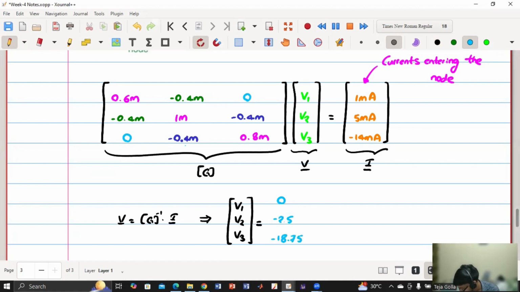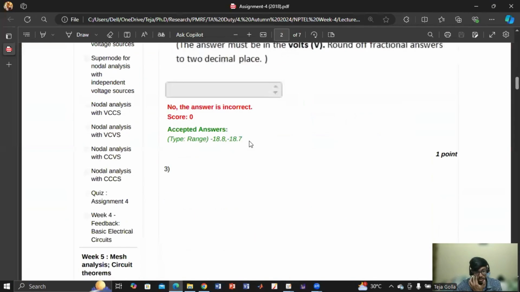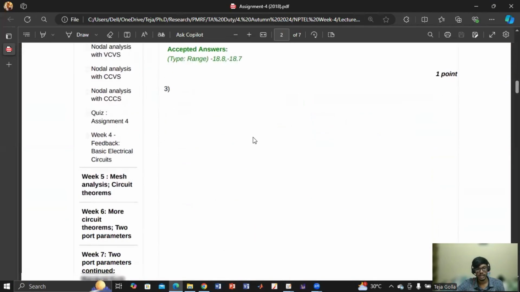So basically they're asking what is the value of V3. Again, there is less than a minute. If this meeting ends, kindly join back so that we can discuss the further theory. Minus 18.75 volt. So this is the voltage V3, and let us go back and check. So the voltage is minus 18.75 and it is lying within the range.